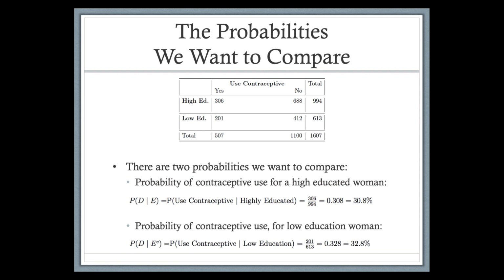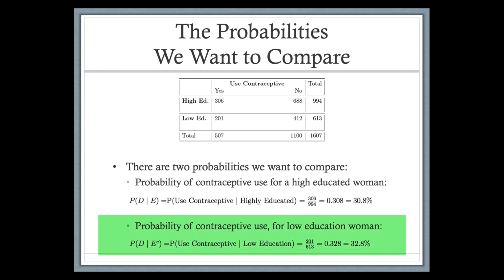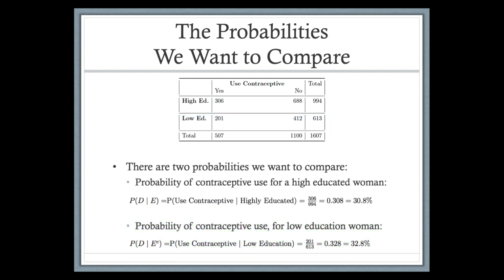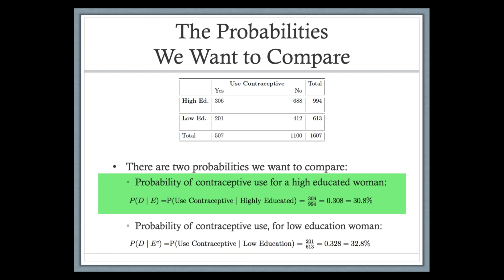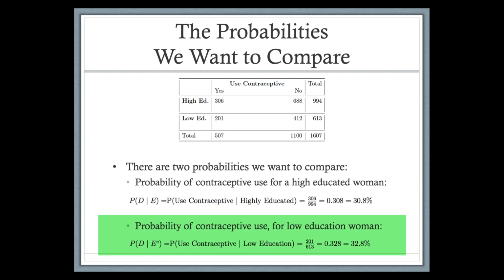Now, we want to compare this to the probability of disease for someone who's not exposed. Or in our example, what's the probability of using contraceptives if education is low? And we can see in that second row, those who are low education, there's 613 in total. Of those 613, 201 are using contraceptives. So 32.8%. And so again we can see of those who are highly educated, 30.8% are using contraceptives. Of those with low education, 32.8% are using contraceptives.